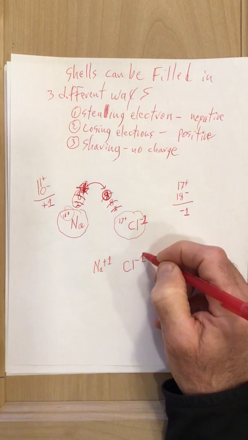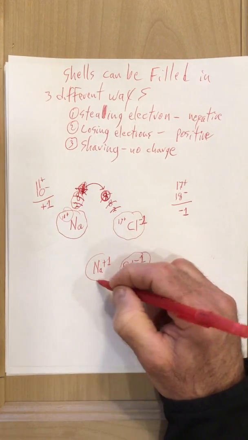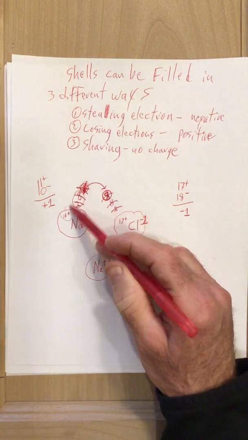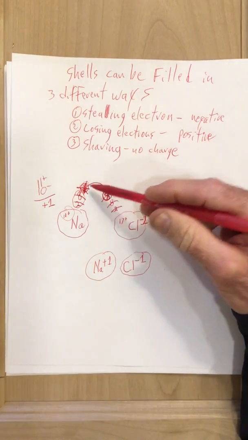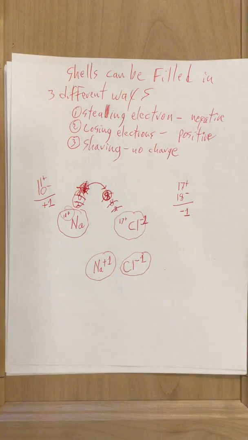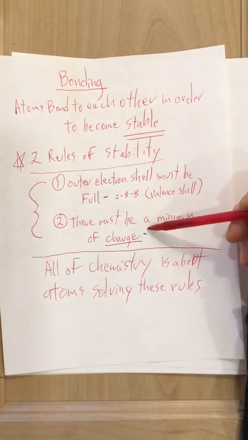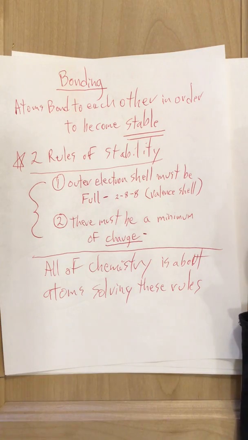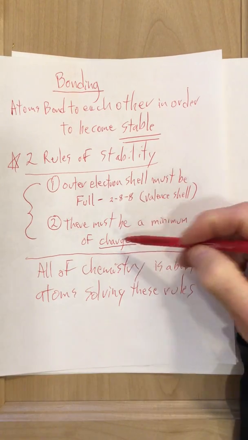And these things now have another problem, right? Sure, they filled up their outer shells. This one filled it up by getting rid of one, and now it's got a full outer shell. This one filled it up by stealing one, and now it's got a full outer shell. But there's a problem. It's got a full outer shell, but now we have to drop down and deal with rule number 2. These atoms have to get a minimum of charge.